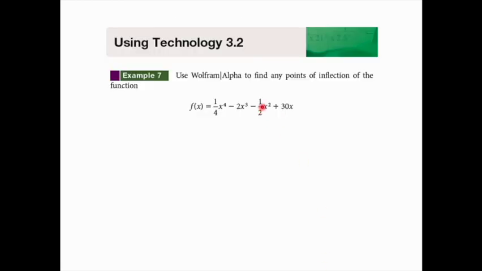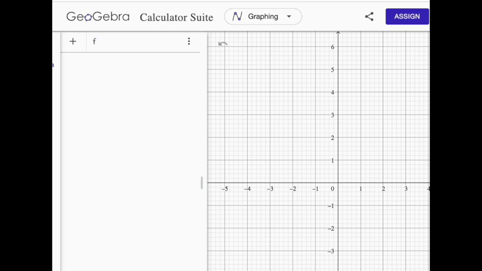Okay, so for technology, the book uses this Wolfram Alpha. I'm not a big fan of it. I think it's more of a preference. But I'm going to show you how you can find the derivative and second derivative on GeoGebra so you can check your work. Let's use that example that's on the technology slide. So we have 0.25x^4 minus 2x^3 minus a half x^2 plus 30.